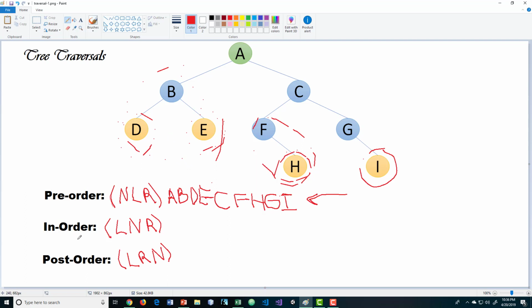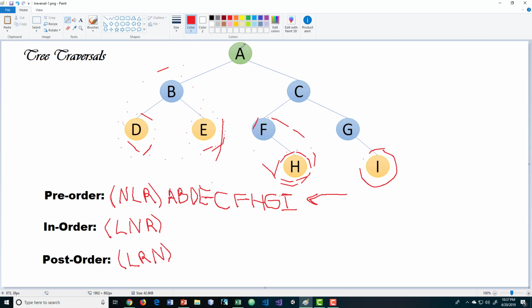Next up, we have the in-order traversal. You notice this one might feel a little more complicated, but it's really not that difficult. We have to visit our left before ourselves, and then once we've visited ourselves, we visit our right. But again, you have to do this recursively. So we start at the top again.